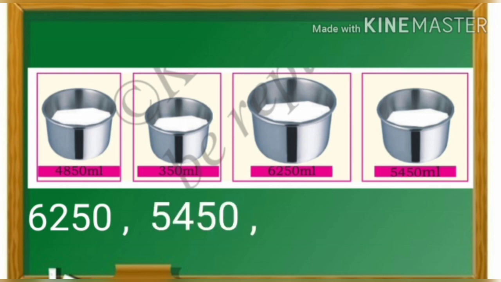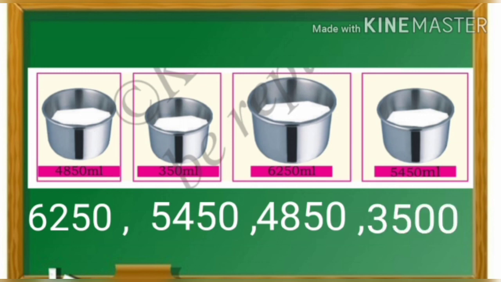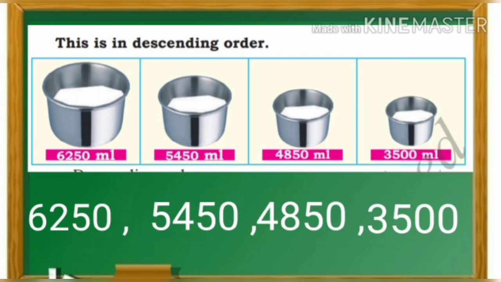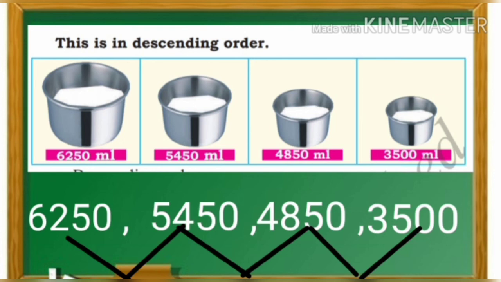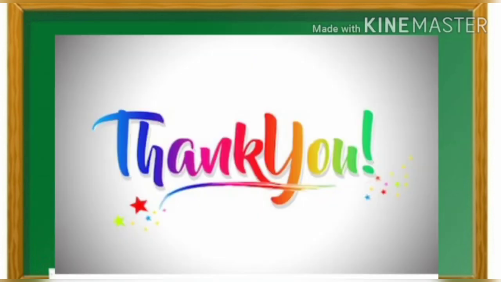5450. Now 4850 and 3500 are left. Out of these two, which is greater? 4850. Which is left out? 3500. Starting from the greatest number, the numbers are written in order. Observe: 6250, 5450, 4850, 3500. Children, I hope you all have understood the ascending and descending order.